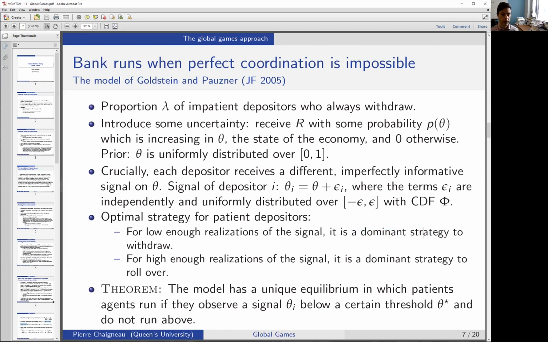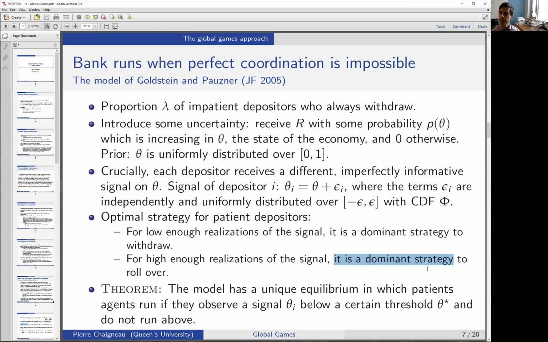Now, on the contrary, when the realizations of the signal theta i are high enough, then it is a dominant strategy to roll over. So no matter what other people are doing, the bank is doing so well, it's generating such high returns that you are better off rolling over your funding, not withdrawing early. And this is true regardless of what anyone else is doing.